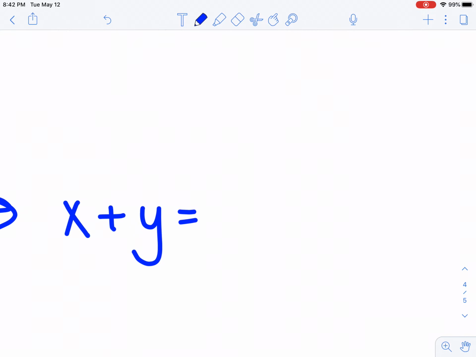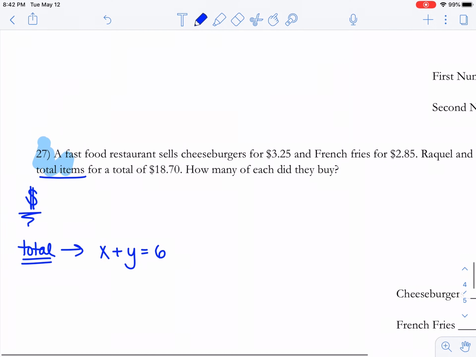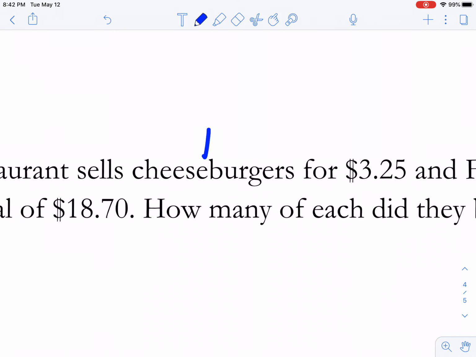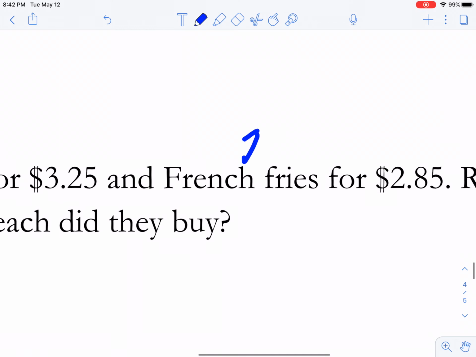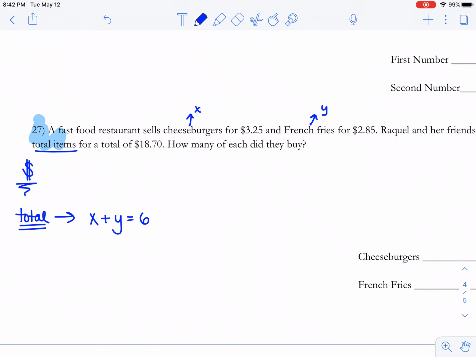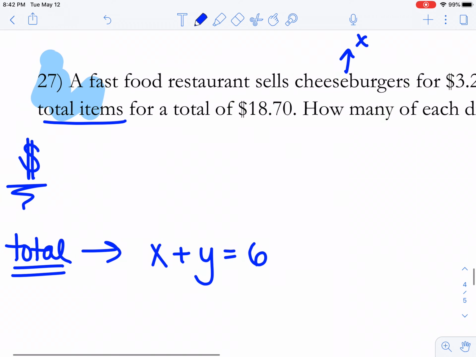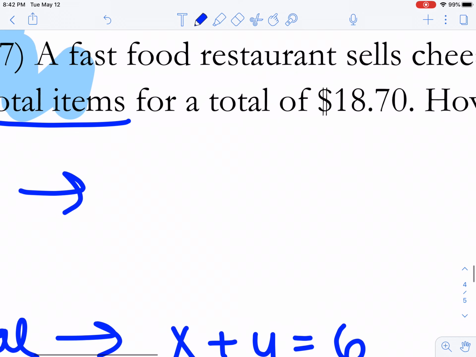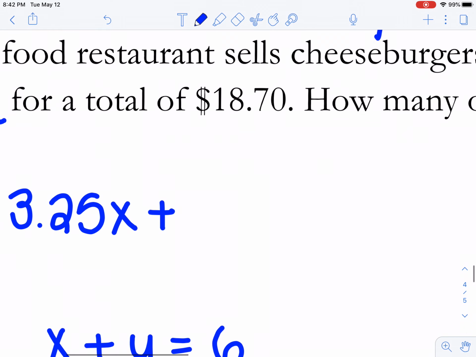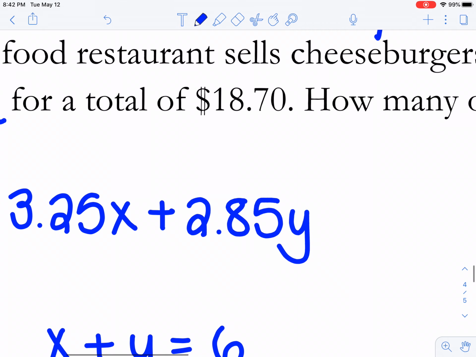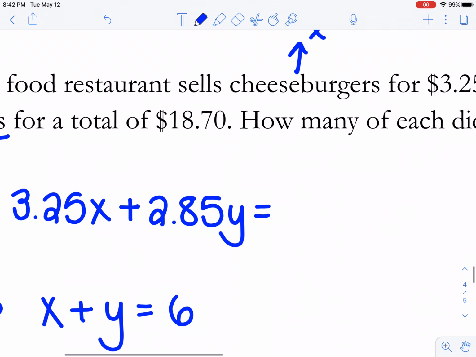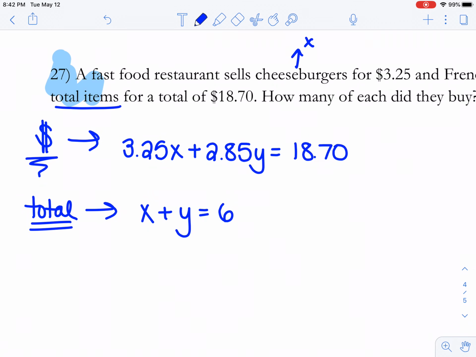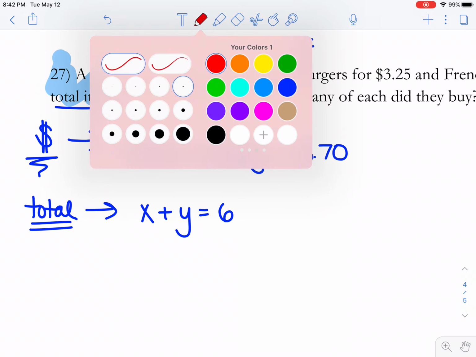So it's x plus y equals 6. So let's just say cheeseburgers is x, french fries is y. So if I add them together, there's a total of 6 items. Now the money equation, we just put all the dollars with the variables. So since cheeseburgers, which we said is x, is $3.25 each, we'll do 3.25x. French fries is $2.85. And that's going to equal the total amount of dollars, which is $18.70. Okay, so there's my 2 equations.